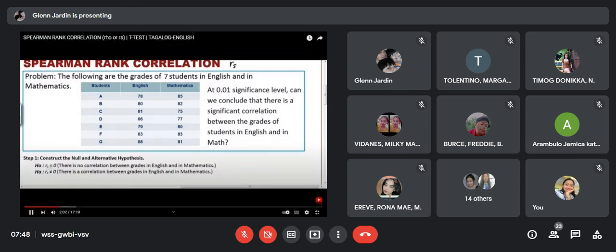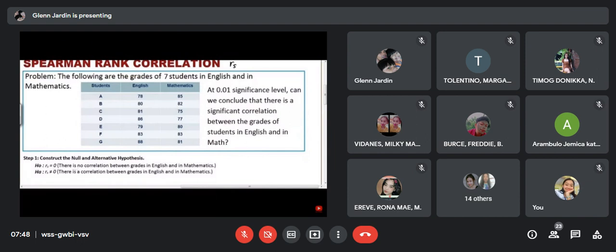R sub S is equal to 0 is our null, which means there is no correlation or no relationship between grades in English and in mathematics. The null says the two grades are unrelated. The alternative contradicts the null and says there is a correlation, so there is a relationship between the two variables, the grades in English and in mathematics. Its symbol is R sub S is not equal to 0. That is your step 1.